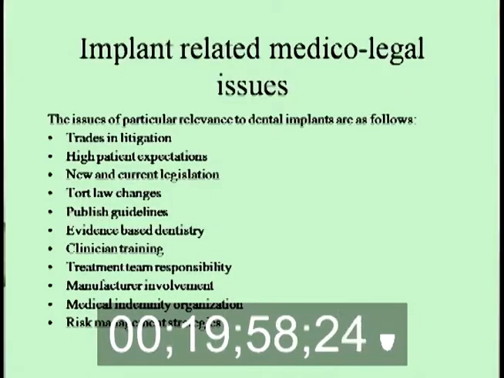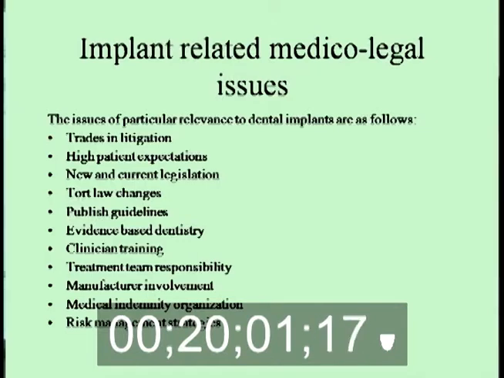Published guidelines, evidence-based dentistry, clinicians' training, and this is why you need to be trained. Because it's plenty certificates you are going to get from coming here. You're going to get ICOI membership certificate, and when you need an expert witness to come and defend you against their own expert witness, you call ICOI, they will send one to defend you, or to represent you, at no cost.